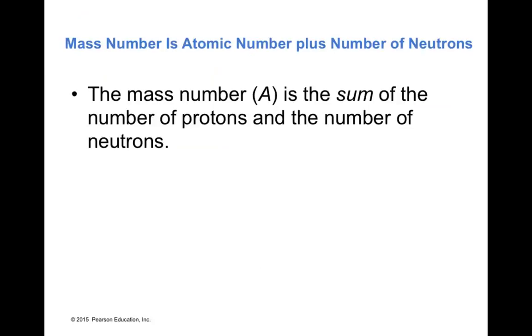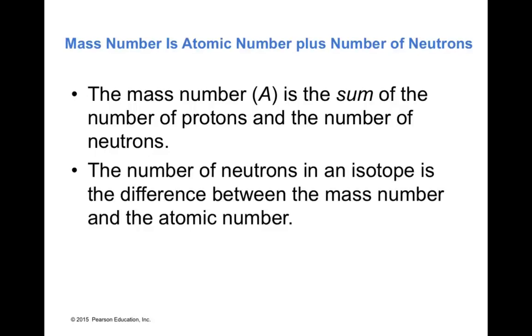The mass number, represented by the letter A, is the sum of the number of protons and the number of neutrons. So the mass number is equal to the sum of the number of protons, or the atomic number, and the number of neutrons. The number of neutrons in an isotope is the difference between the mass number and the atomic number. So to determine the number of neutrons, we subtract the atomic number from the mass number.